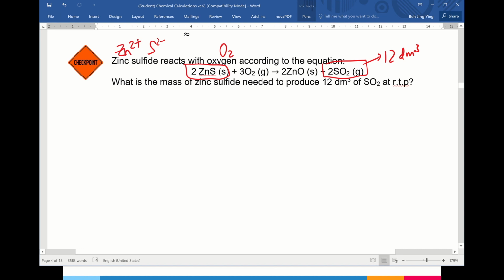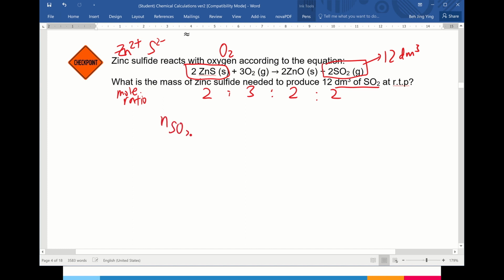Alright, so you need to do the mole ratio. If you take a look at this equation, it is 2 moles of zinc sulfide reacting with 3 moles of oxygen to produce 2 moles of zinc oxide and 2 moles of sulfur dioxide. So this is your mole ratio. First of all, you are given this. Calculate the number of moles of SO2.